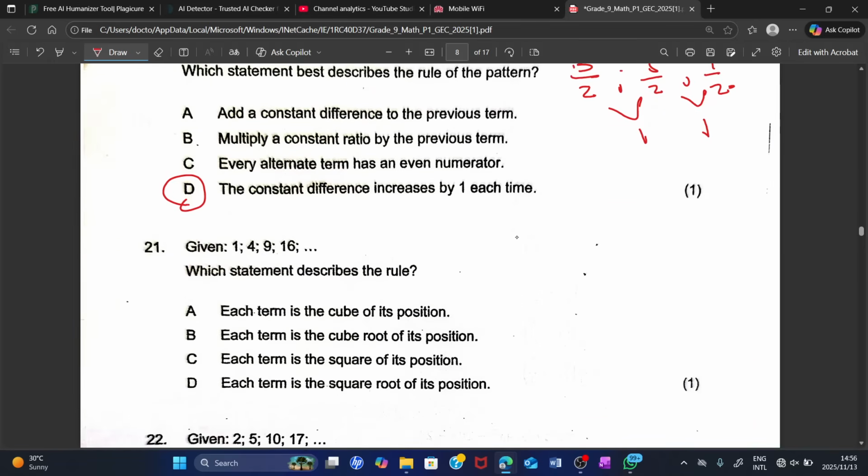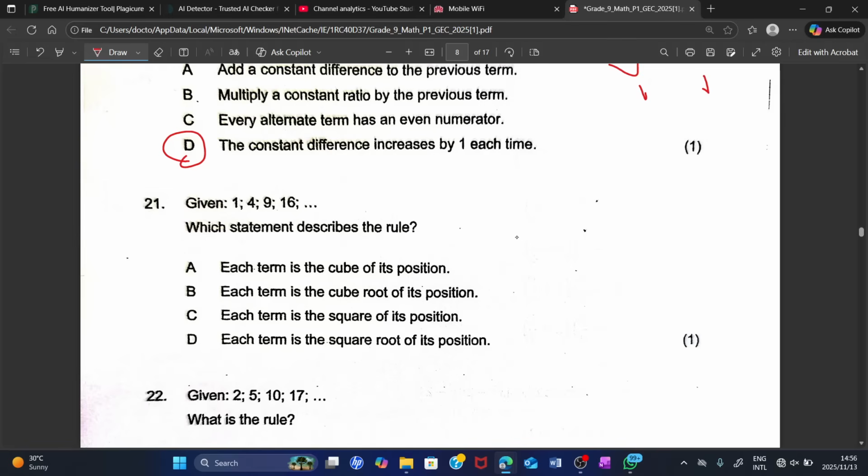Okay. Given 1, 4, 9, 16, which statement describes the rule? That's a perfect square. Okay, let's see. I hope this one is clear, but let's try to check. Perfect square. Each term is the cube of its position. Each term is the square root of its position. Each term is the square of its position. Good. That is C. 1 square, 1. 2 square, 4. 3 square, 9. 4 square, 16. That is what we have.